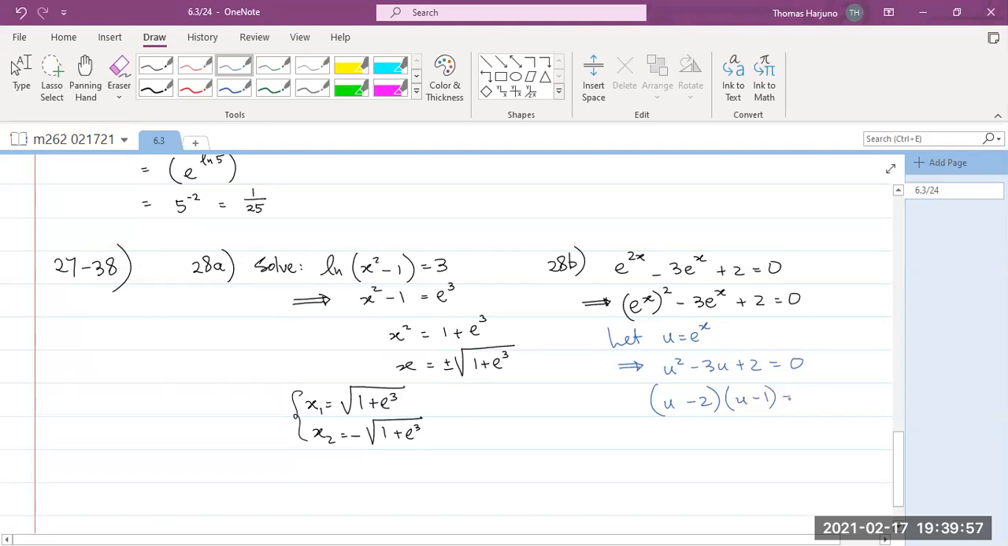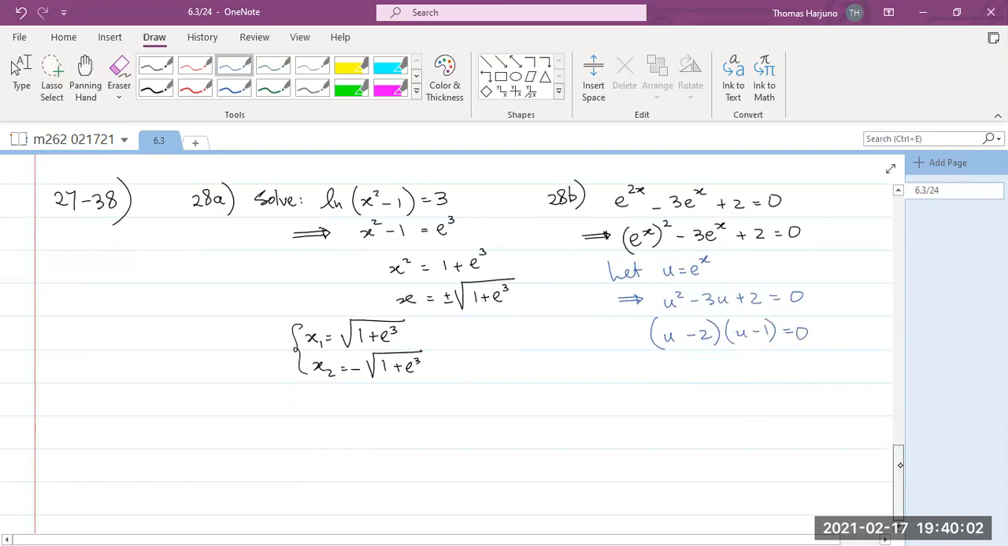I don't forgive you in this if you don't know how to factor this simple case in my class. No forgiveness. You need to know this. So u equals 2 or u equals 1. Now I substitute that u back to e to the x. So e to the x equals 2 or e to the x equals 1.